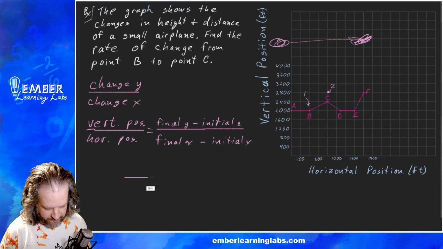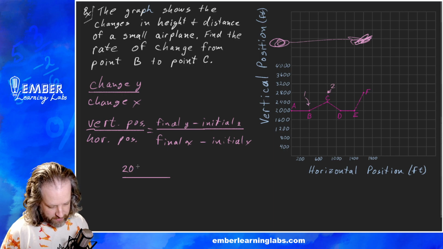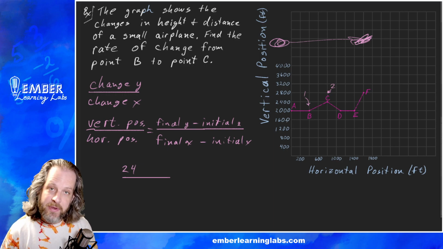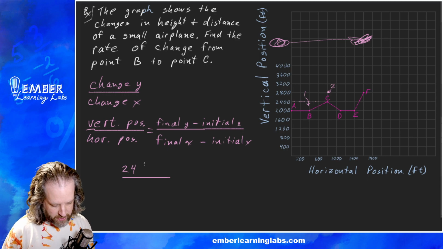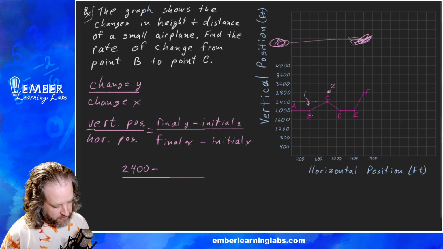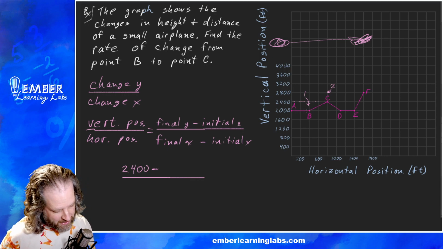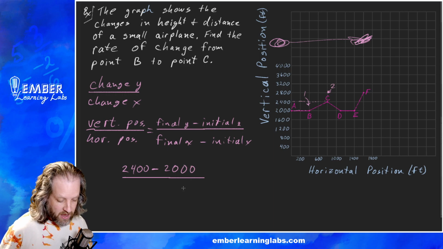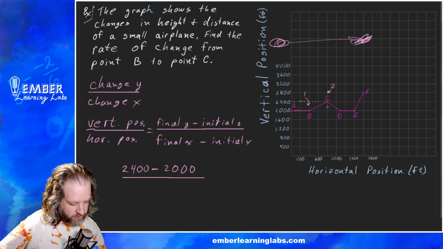What is the final Y? Well, it's 2,400. For the top, we're just looking at the up and down. If we drew a dotted line over here, we're at 2,400. So 2,400 minus the starting position of the 2 points we're looking at, point B. We already have a dotted line going to A, so minus 2,000. Over the final X part. Where did it end up on the X? So we're going down here.